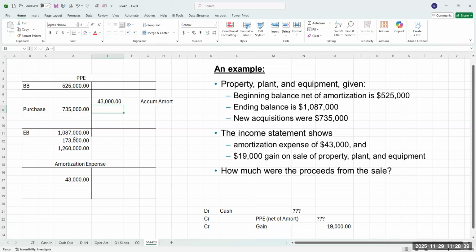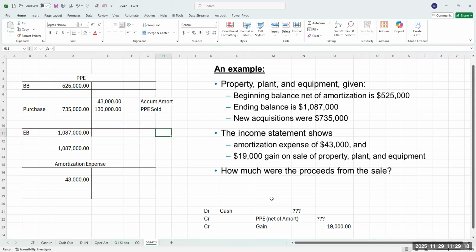So let's check this one. Where we are: this one plus this one minus this one minus something else that I've sold should give me the ending balance. So far I'm off $130,000. What that means is my property, plant, and equipment sold was with a net value of $130,000. If I plug $130,000 here, my problem is solved.